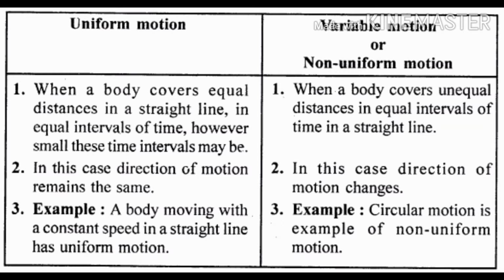That's the most important part that we have to focus on: if a body covers equal distance in a straight line in equal intervals of time, that's uniform motion. For non-uniform motion, it says when a body covers unequal distances in equal intervals of time in a straight line. In this case, the direction of motion changes. For example, circular motion is an example of non-uniform motion. These are the two important points: a body covers equal distance in equal intervals, and unequal distance in equal intervals.